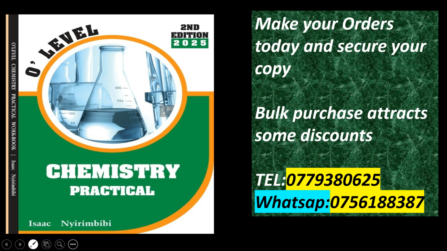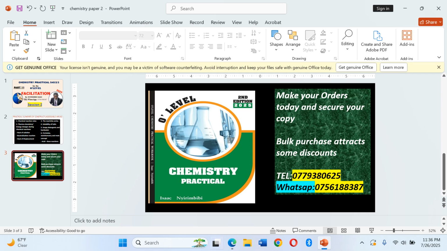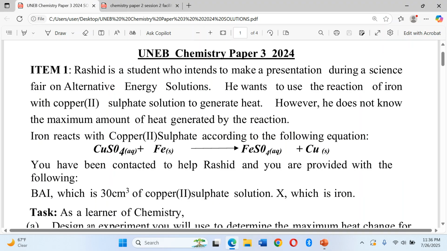So let's go directly to where we stopped, and we said we shall begin with thermochemistry, the number for UNEB. Yes, it is here. This is the UNEB Chemistry Paper 3 item set last year, 2024. We are beginning with this, and thereafter we shall look at other topics and complete all the practical items with sample solutions.